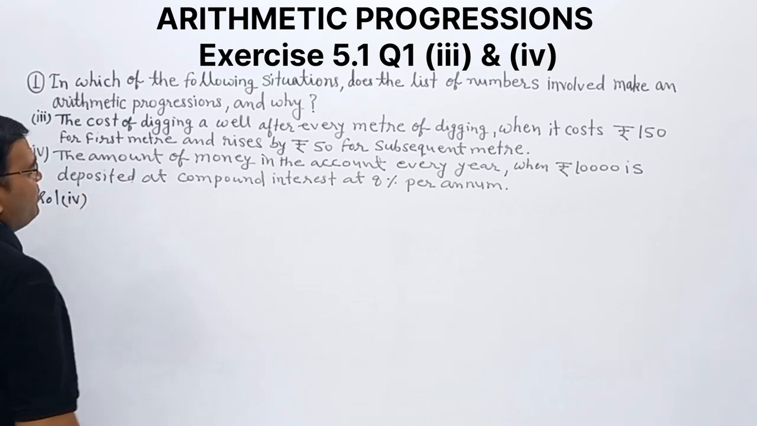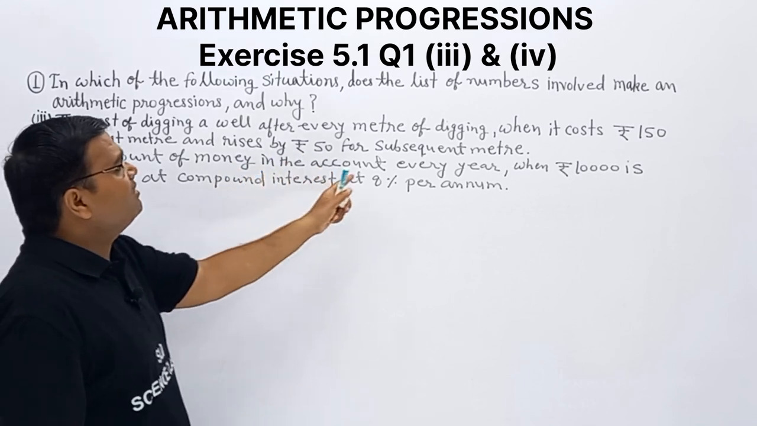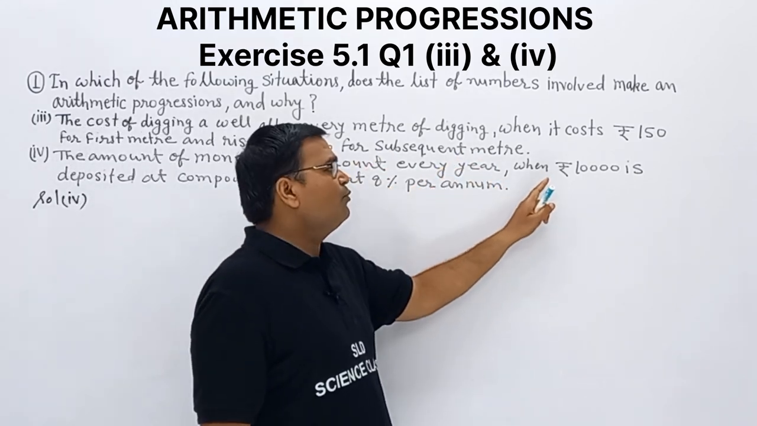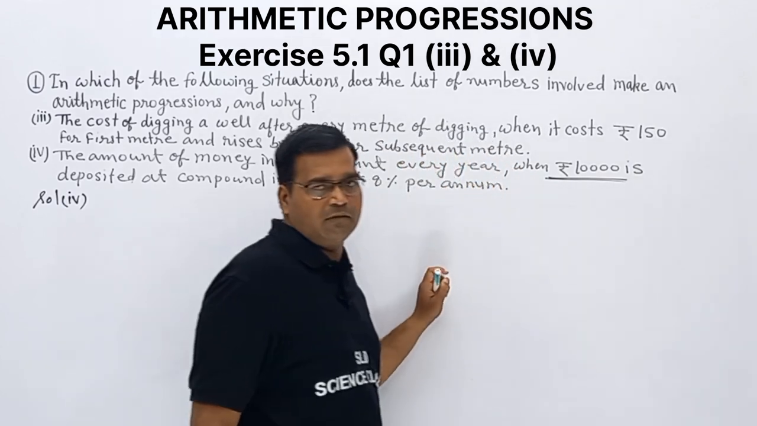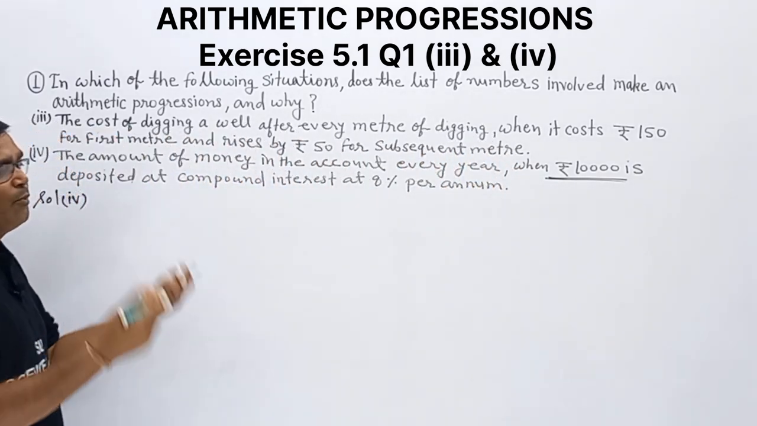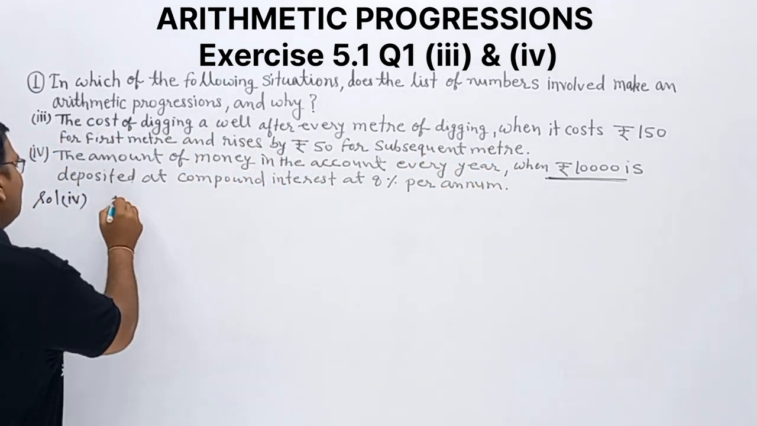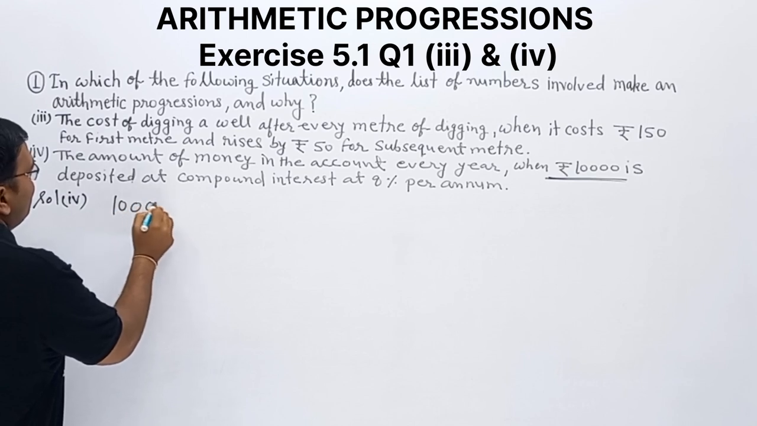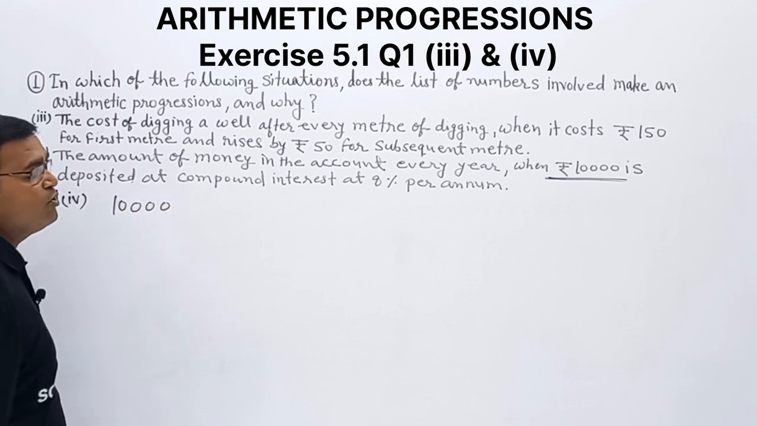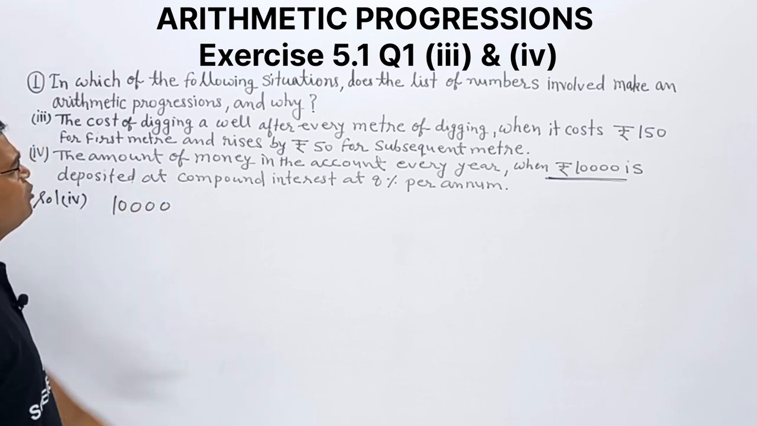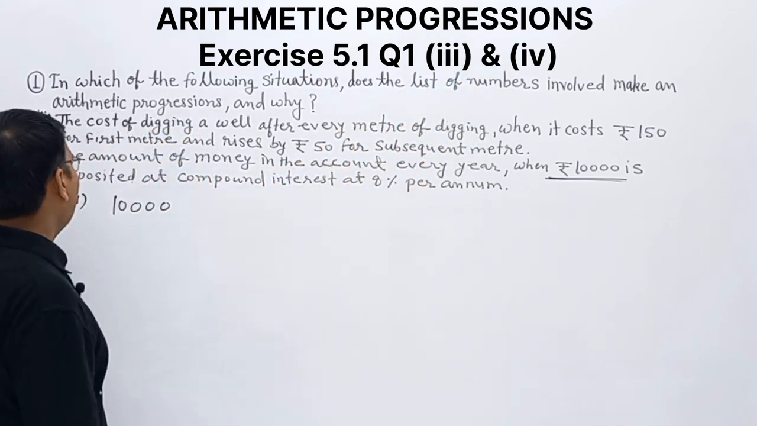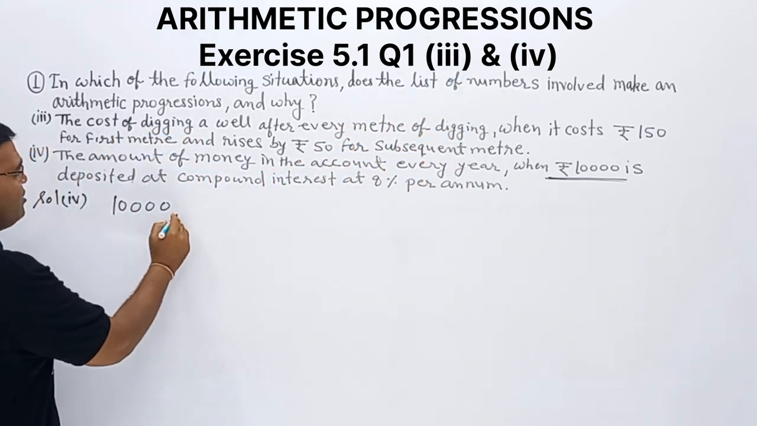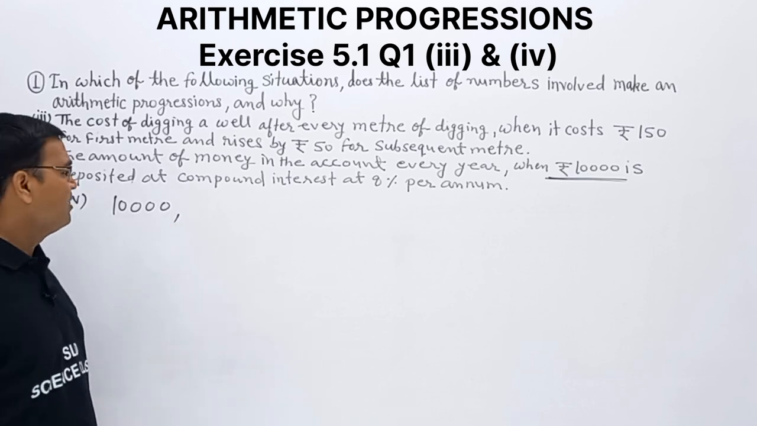Question number 4 I am taking. The amount of money in the account every year when rupees 10,000 is deposited. Initially we are depositing 10,000 rupees. We want the list of numbers, the sequence, to find. So 10,000 is the initial amount.